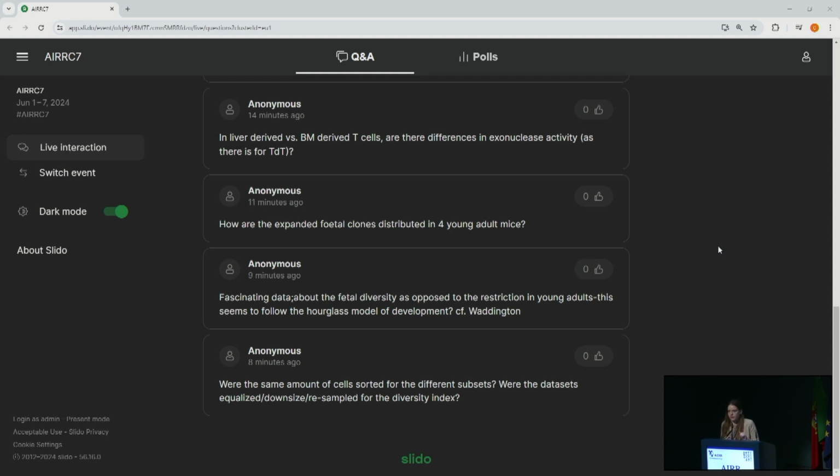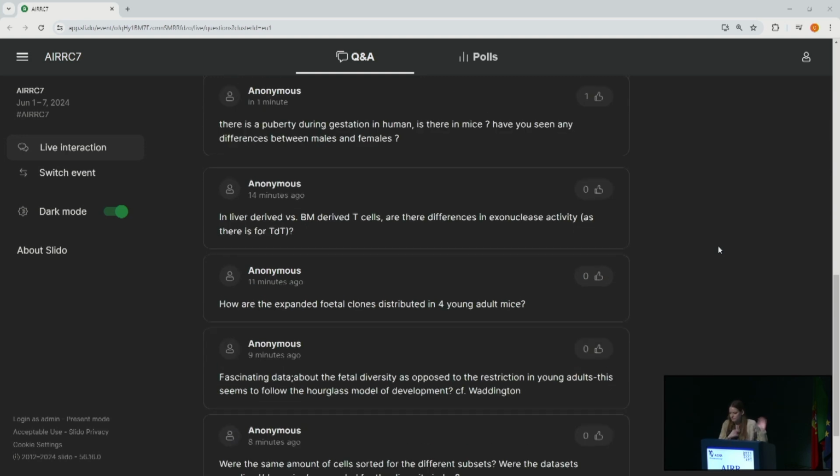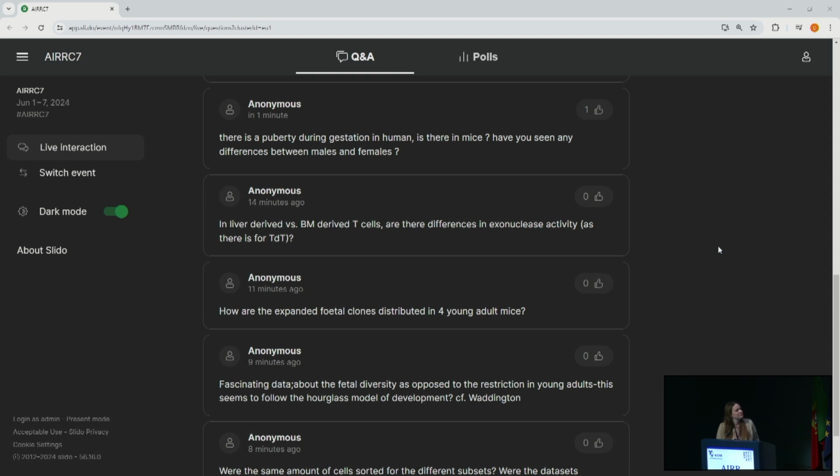Between males and females, we are actually going to be looking at this because this is one of the comments from all reviewers, but generally, no, I don't really see that many differences, but I will be putting that in the revised paper. Okay, and so, can we do more questions?